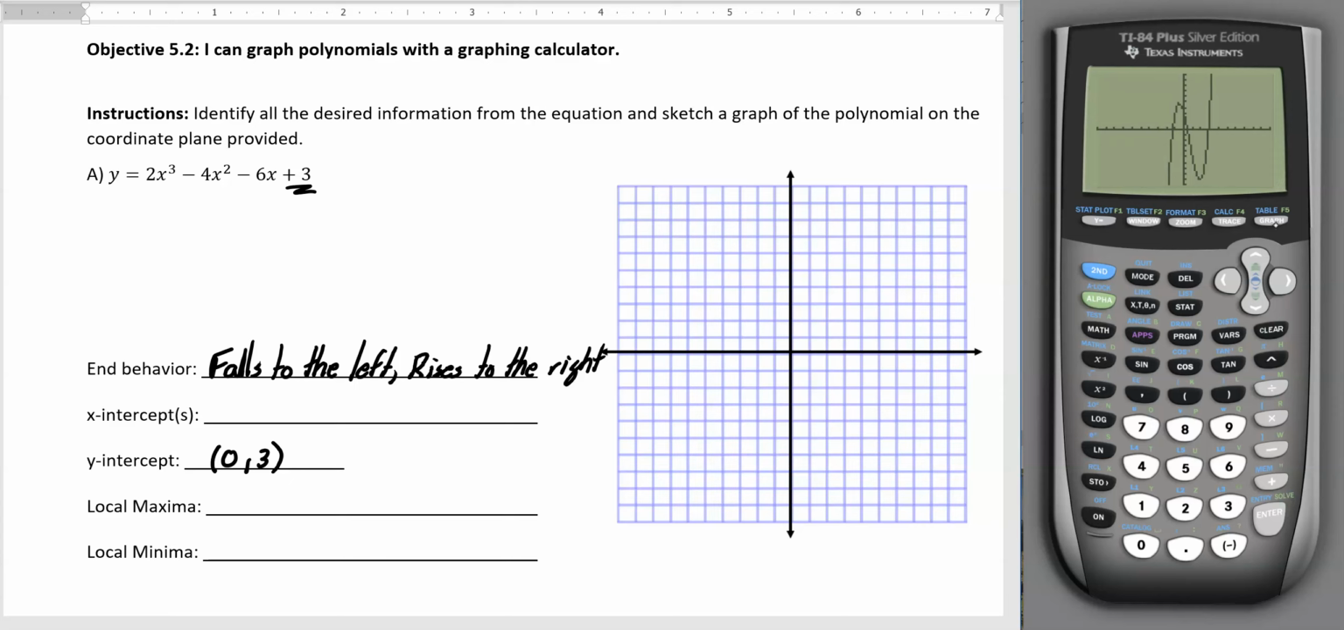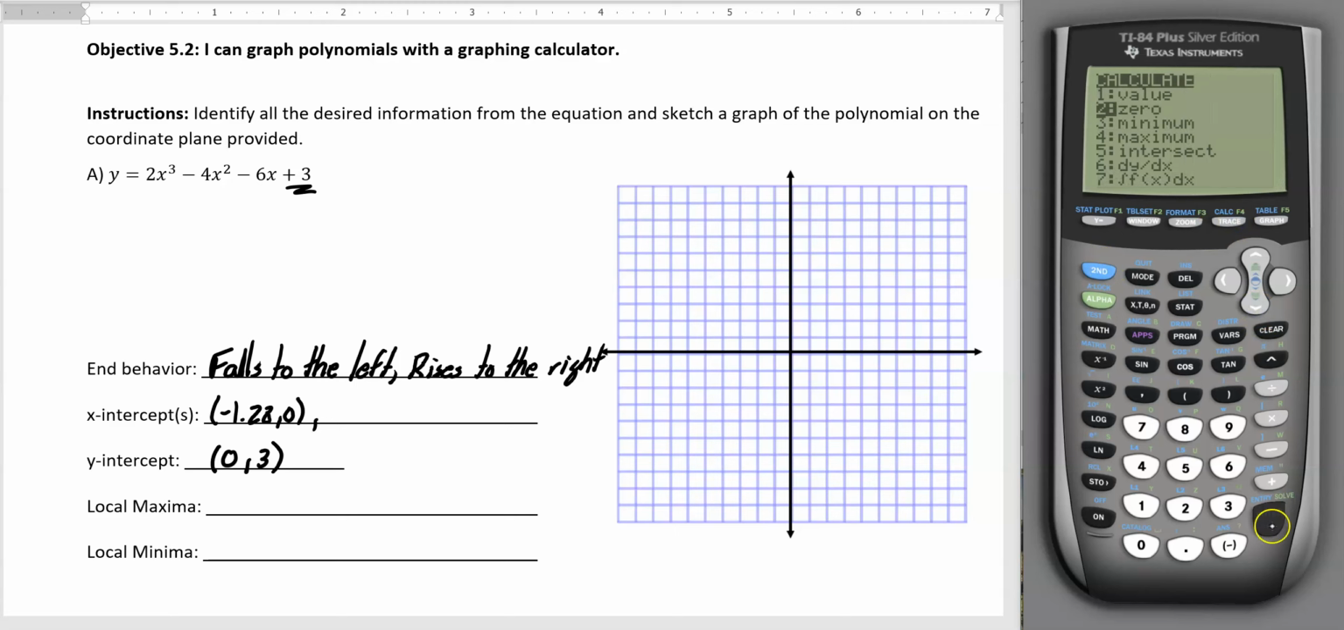All right, let's do our x-intercepts. So second, calc, 0, enter. Let's go to the left of this first one, and then to the right, press enter. Negative 1.28 when we round. Negative 1.28, comma 0. Very good.